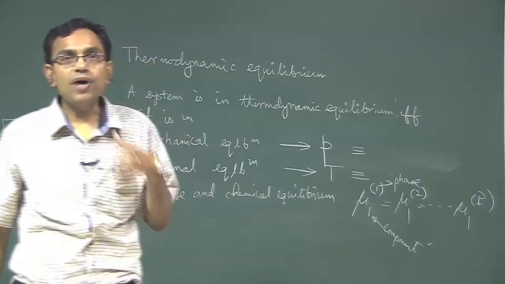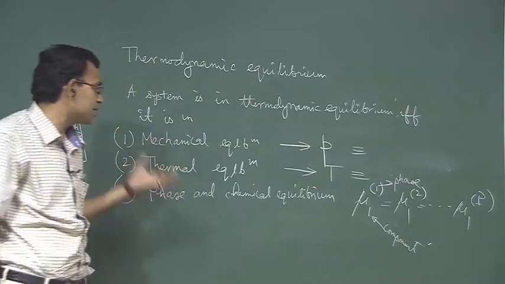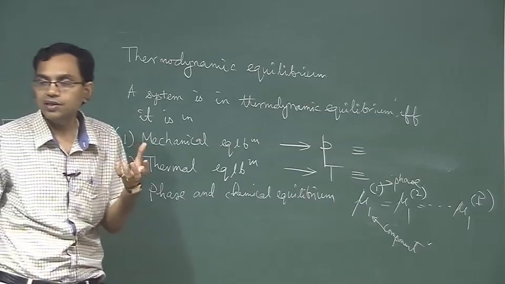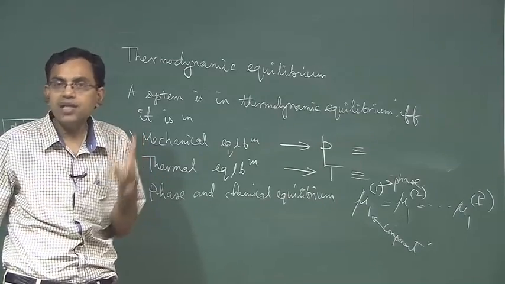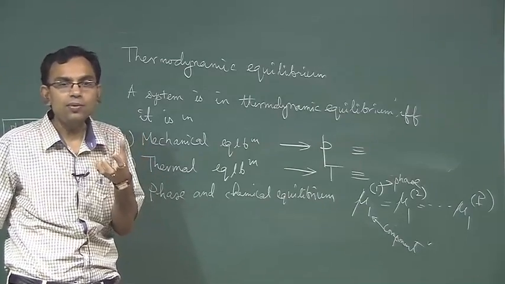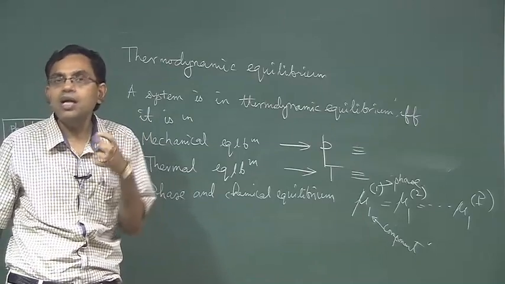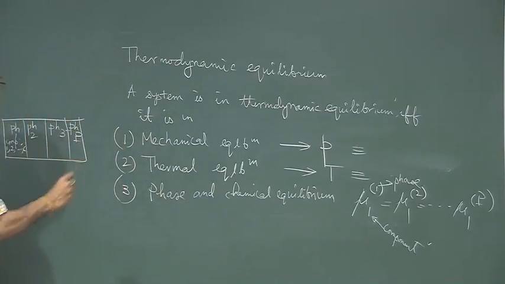So, when you have a system in equilibrium and the thermodynamic process is very slow, it is so slow that the deviation from thermodynamic equilibrium is only infinitesimal. Let me give you an example.